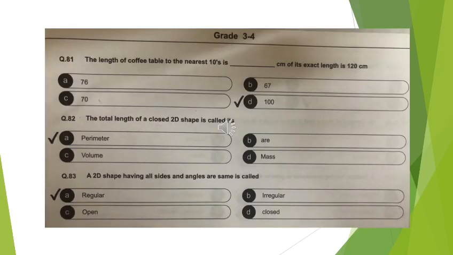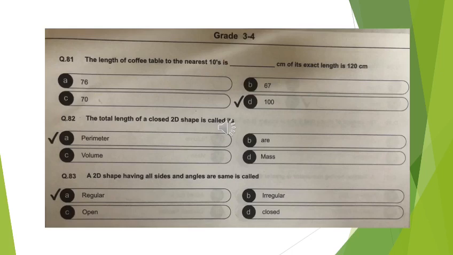Question number 81: The length of a coffee table to the nearest tens is dash centimeter if its exact length is 120 centimeter. And the options are A: 76, B: 67, C: 70, and D: 100. If we check the options, 100 is nearest to 120 centimeter, so the correct option is D, which is 100 centimeter.